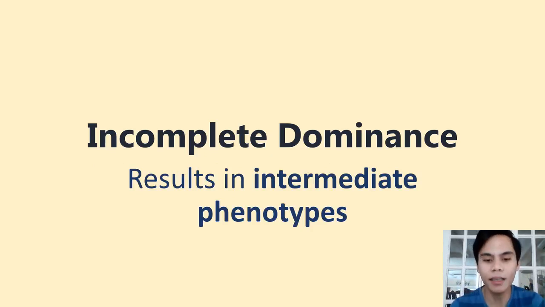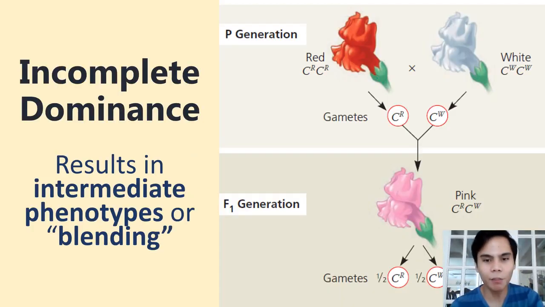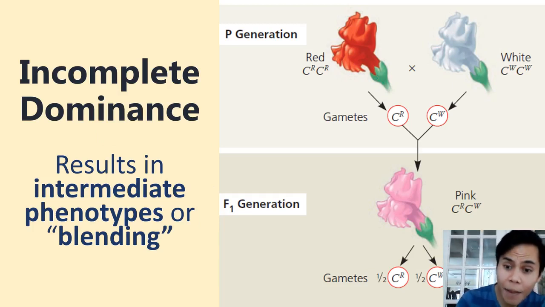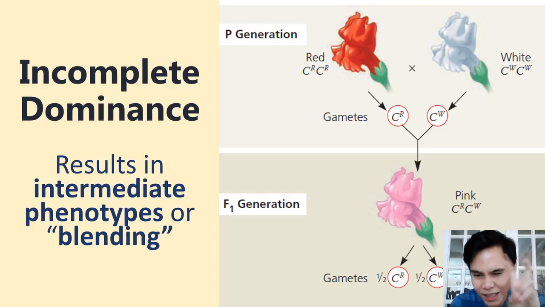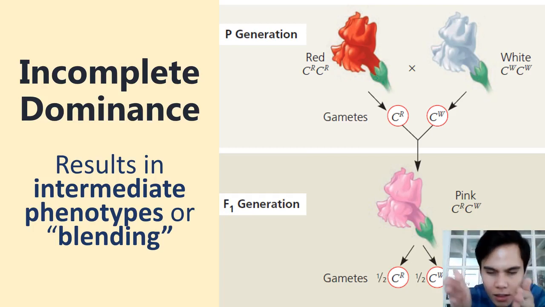Again, blending of phenotypes. One example of incomplete dominance is in your flowers. Some flowers have red and white, and when they go together, your dominant allele, C capital R, and your recessive allele, your C capital W, you have pink individuals. Again, red plus white equals pink. You have the blending or the mixing of your phenotypes, resulting in what we call intermediate phenotypes. Again, incomplete dominance, intermediate phenotypes.